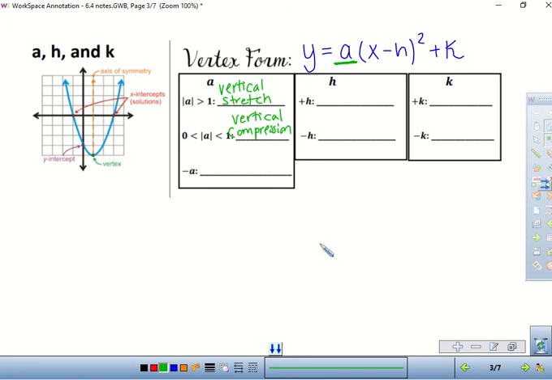And then the last type is when we negate the a value. And this is like when you look in the mirror, you see your reflection. So if you negate the a value, it's a reflection, meaning it flips over the x-axis, okay? Reflection over the x-axis.